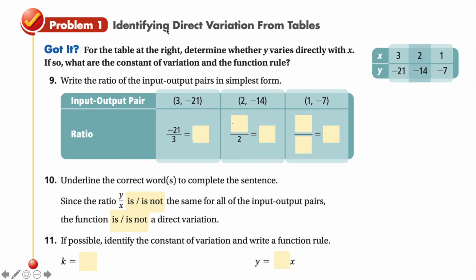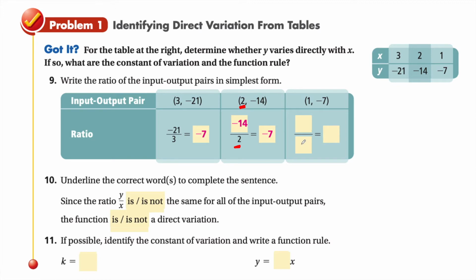Problem 1. Identifying direct variations from tables. For the table at the right, determine whether y varies directly with x. If so, what are the constant of variation and the function rule? Let's first start by writing the ratio of the input-output pairs in simplest form. Negative 21 divided by 3 is going to be negative 7. Right here we have our 2 as our x value, so we have negative 14 divided by 2, which gives you a negative 7 as well.